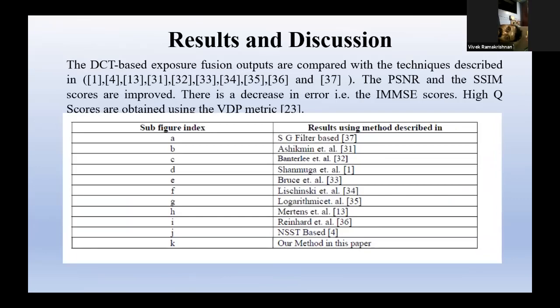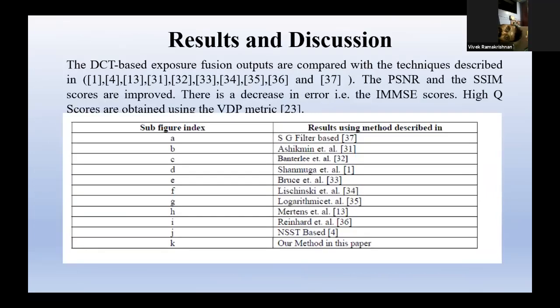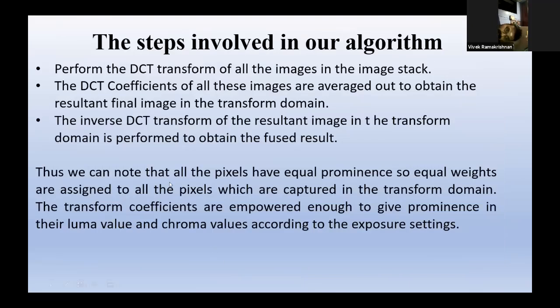So now that is how the steps involved are basically in our algorithm. I will just state it. You first perform the DCT transform of all the images in the image stack. Then the DCT coefficients of all the images are averaged out to obtain the resultant final image in the transform domain, such that each of the corresponding pixels are summed, and it is divided by the total number of images in the image stack.